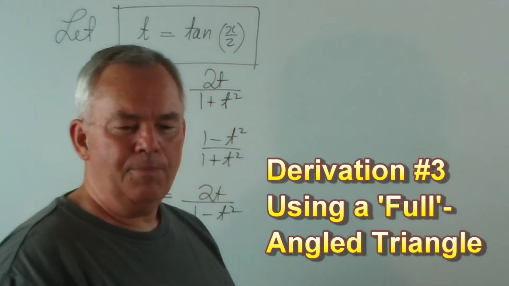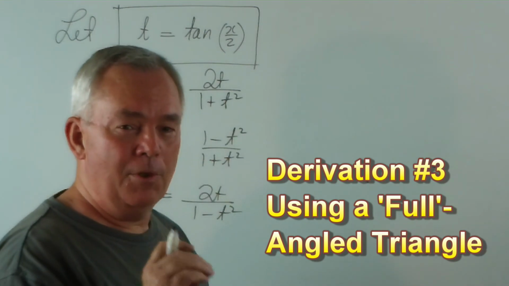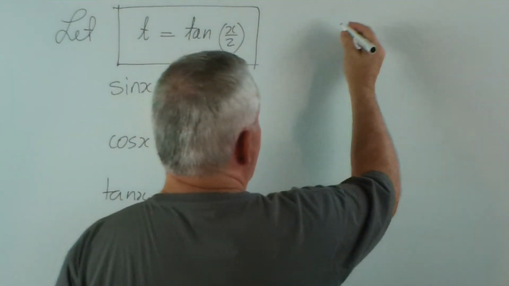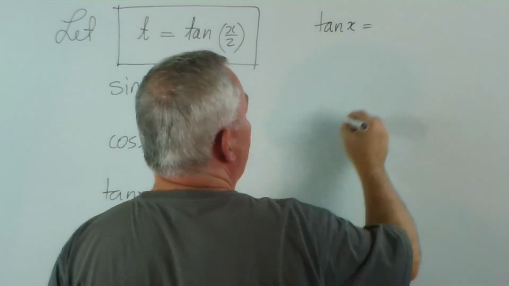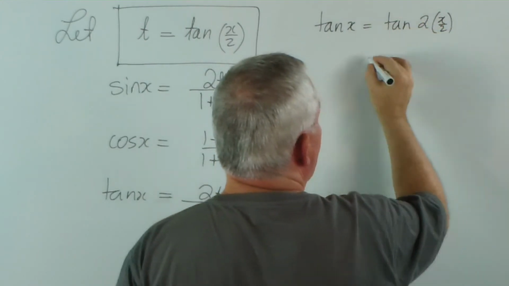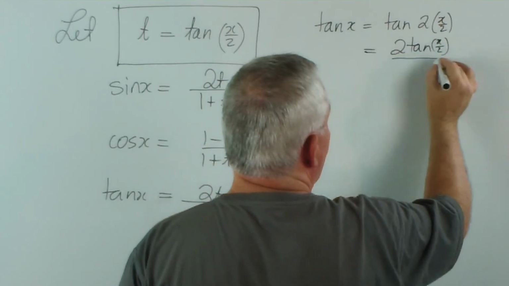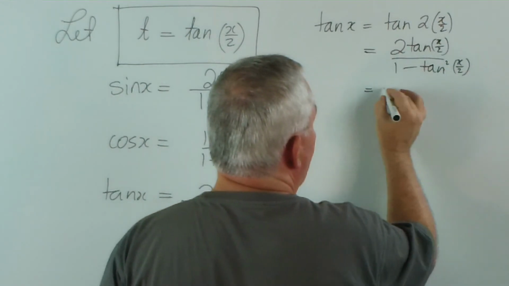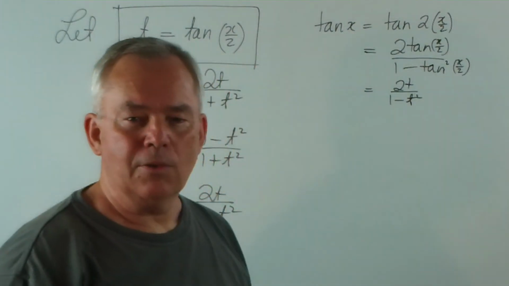Now this last method works from the tangent ratio itself, so I'm going to actually derive the first of the 3 formulae immediately and then draw the triangle. So here's the third method. We start with tan x, which is tan of 2 lots of x on 2, which you now know is 2 tan x on 2 divided by 1 minus tan squared x on 2, equals 2t on 1 minus t squared. You should get quite fast at deriving that.